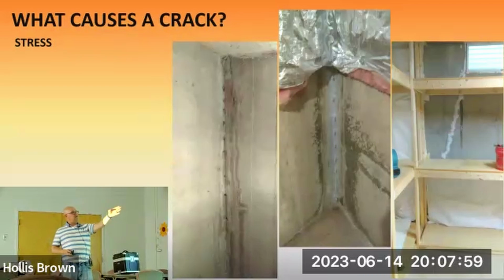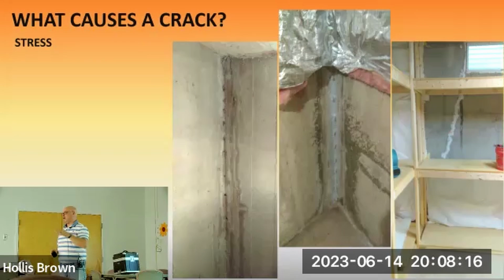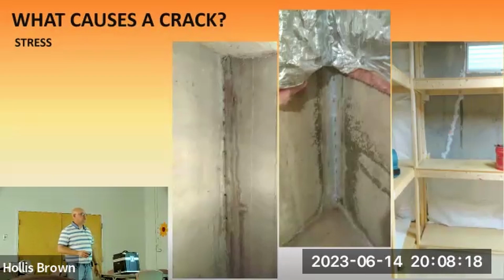The reason you have them at the corners of windows is because you have that load going above the window. It's carried by the two walls on the side of it, and then they have a sharp corner. Concrete does not like corners at all. So that crack is always going to develop right at that corner. It's a very high stress area.